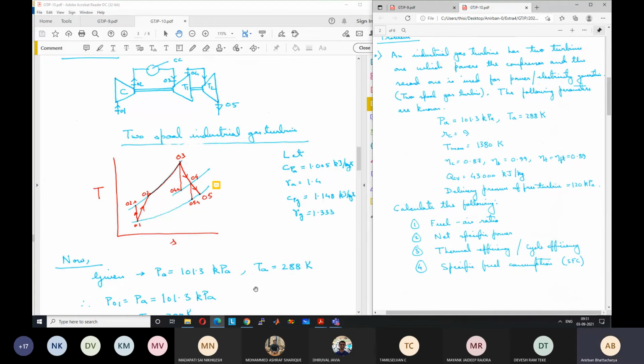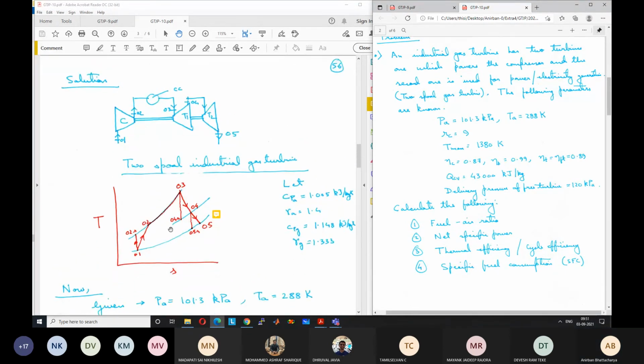What is the error in this diagram? There is an error in this diagram. Yes, P05 pressure should be at 120 kilopascal. Correct. Good. So I have wrongly drawn it like this. I have mentioned it here: P05 should be greater than P01. These are not the same pressure lines. It should be higher than this. Okay. So please take that into consideration.